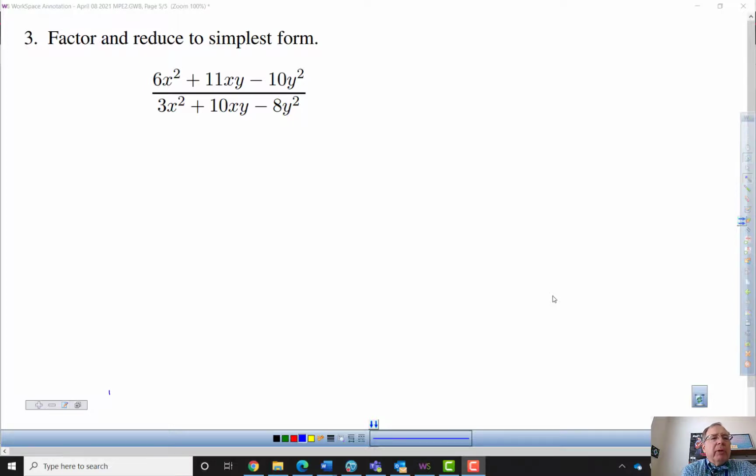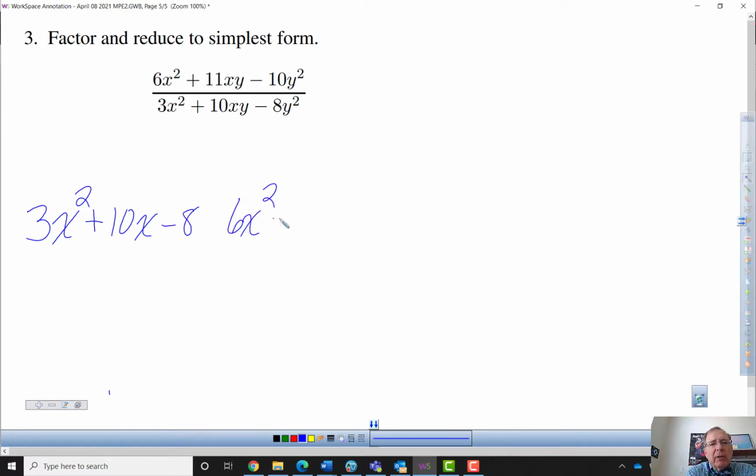Here's problem 3. The directions are factor and reduce to simplest form. Well, if you just glance at this, this looks horrible because it's not just got x's in it, it's got y's. But we're going to do a couple of things to simplify it. So we're going to pretend the y's don't exist initially. So I'm going to take the denominator and call that 3x squared plus 10x minus 8. And for the numerator, leave the y's out as well.